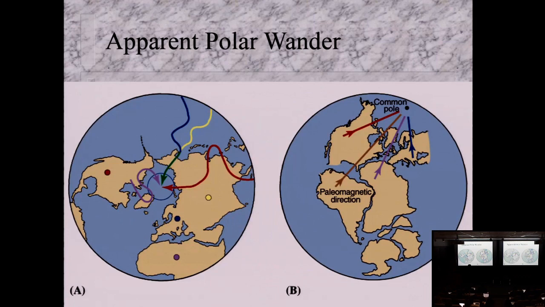The last two are apparent polar wander and then the distribution of earthquakes and volcanoes. So apparent polar wander is the phenomenon that is used to explain why on land you don't have north and south in a simple pattern like you do on the ocean. You have over here, over here, over here, over here.